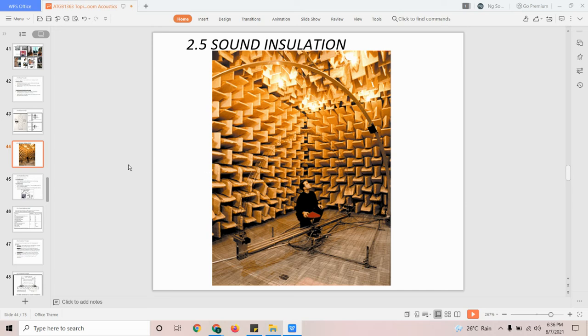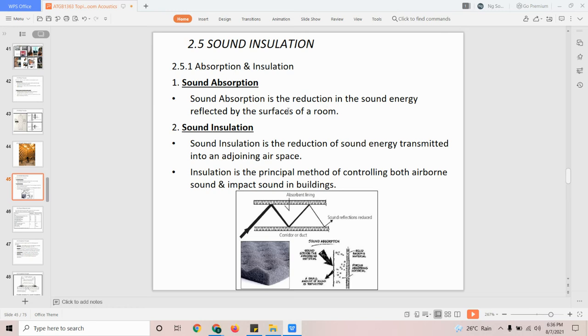Okay, so we have your sound insulation. There's two ways we can implement it. We can absorb it or we can insulate it. Both are different ways of sound insulation. When it comes to sound absorption, we absorb the sound in the surface itself. And when it comes to sound insulation, we want to reduce the sound energy transmitted in the space. So both are different ways of insulating.